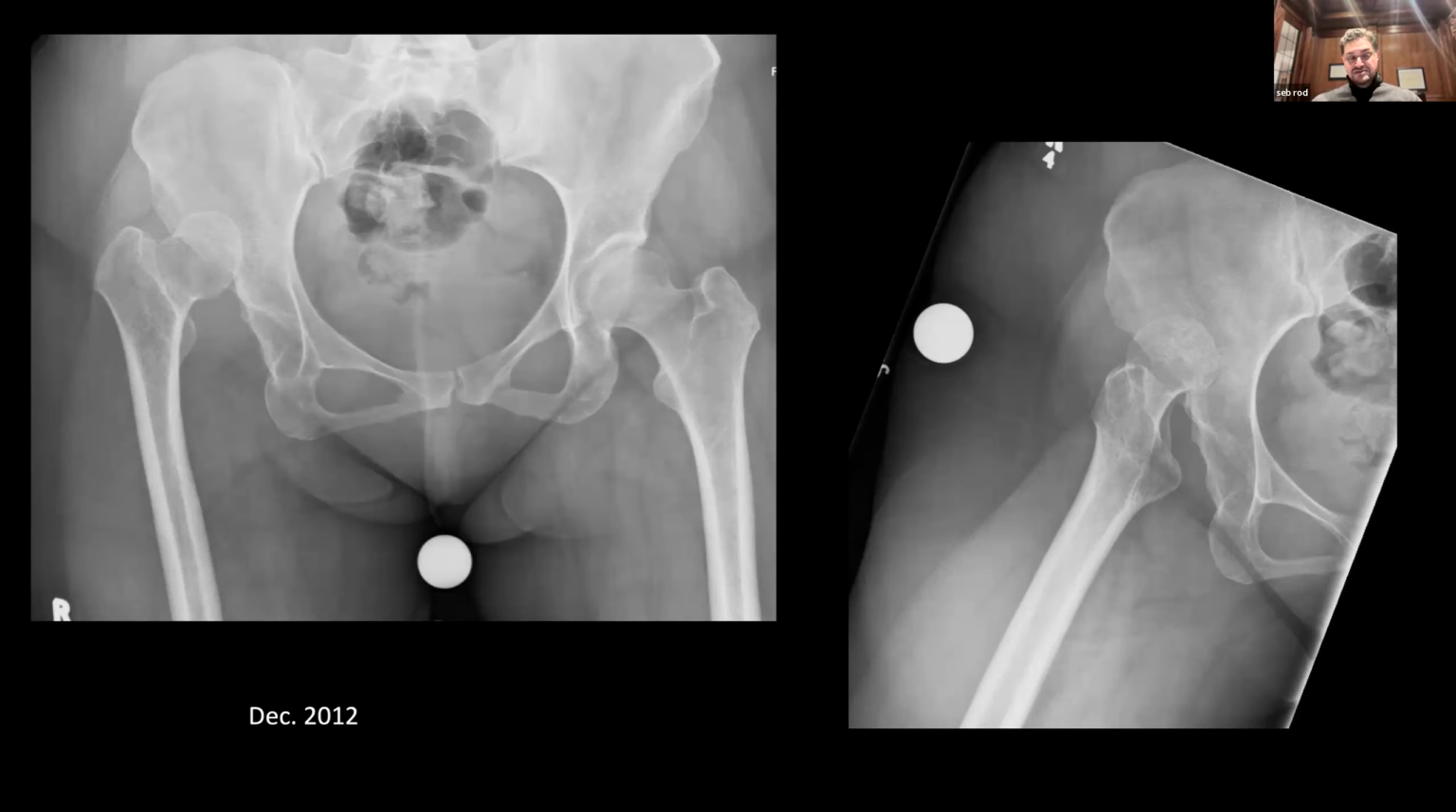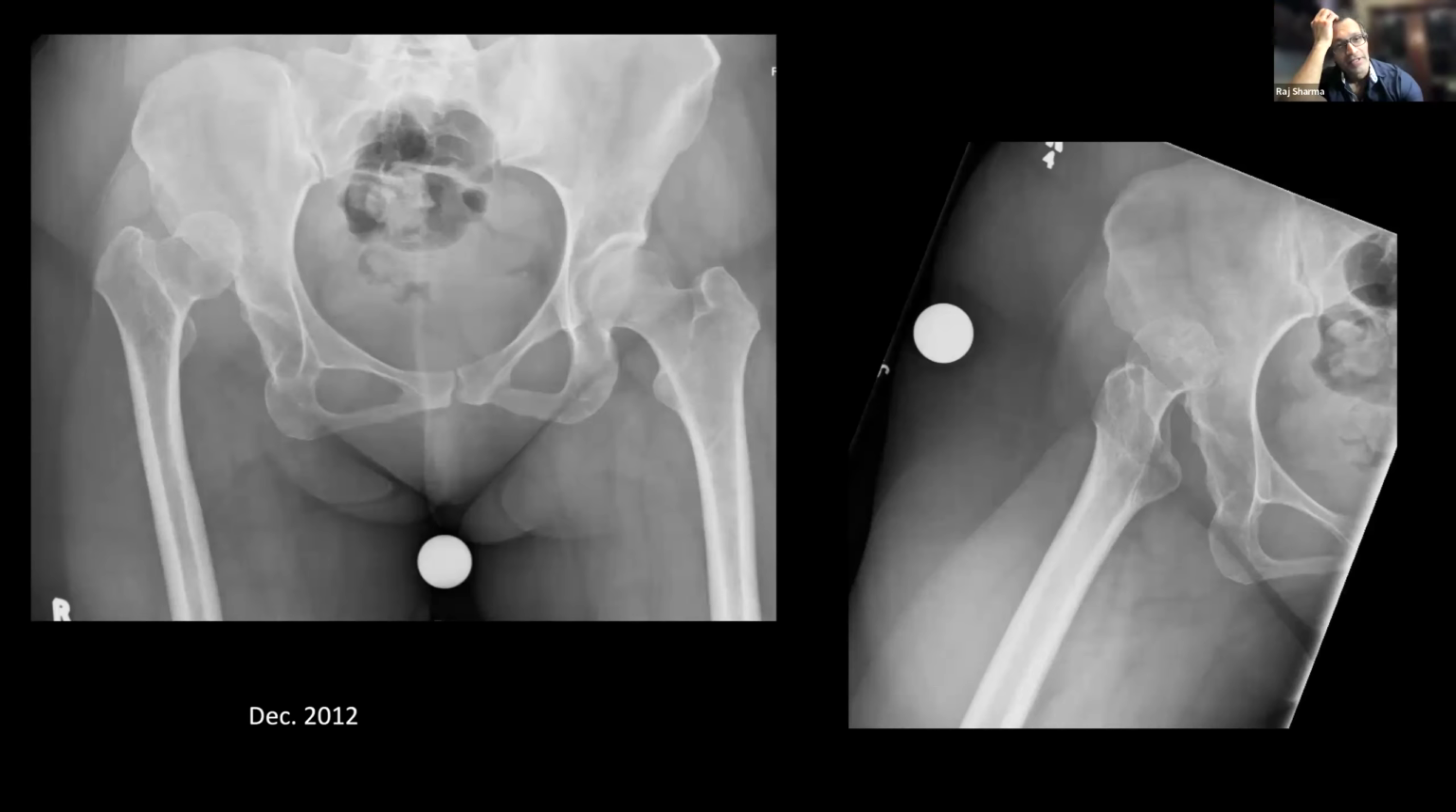And that's not an easy case from the anterior approach, for sure. If you're just starting to do the anterior approach, this is not the case to do it on. It's probably one of the most complex reconstructions you can do with the anterior approach. So I wouldn't advocate that, but I think it's very doable and safe.